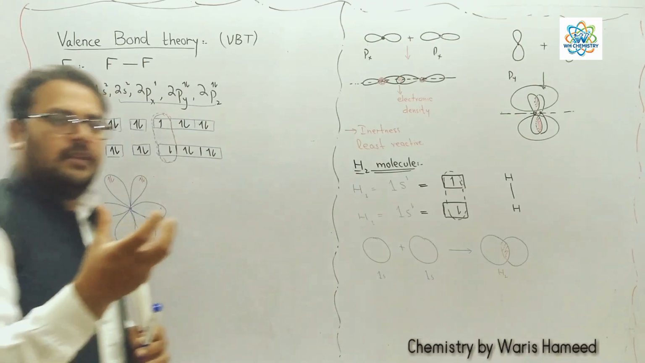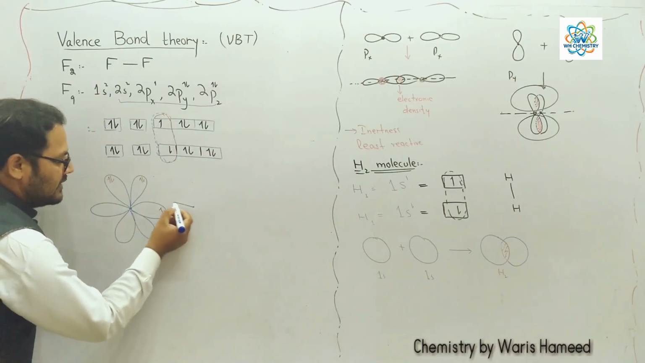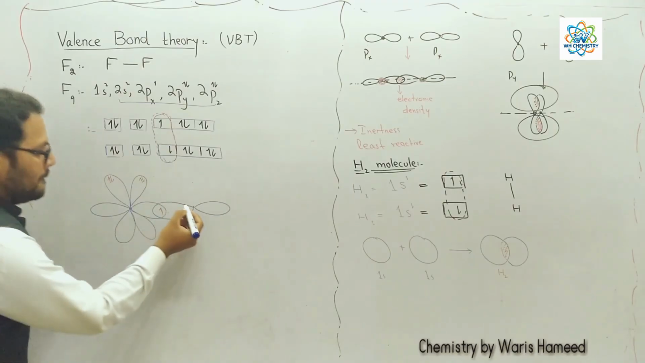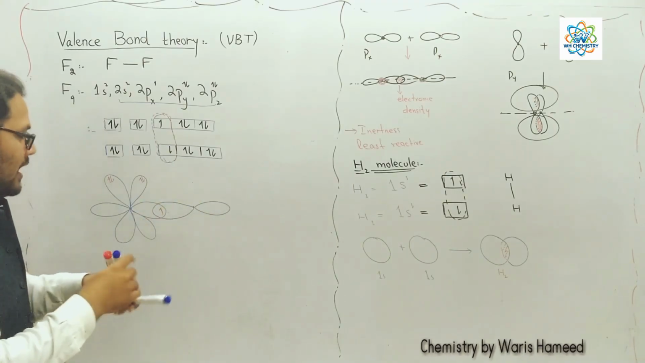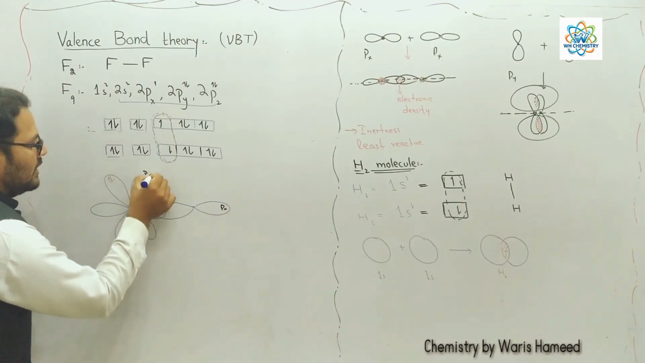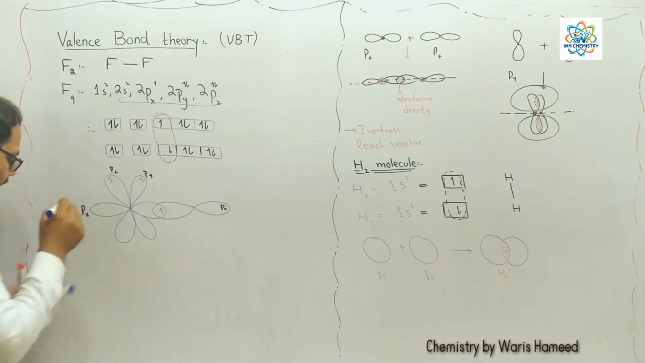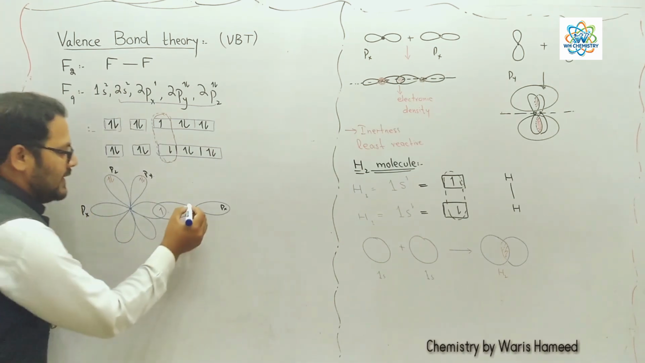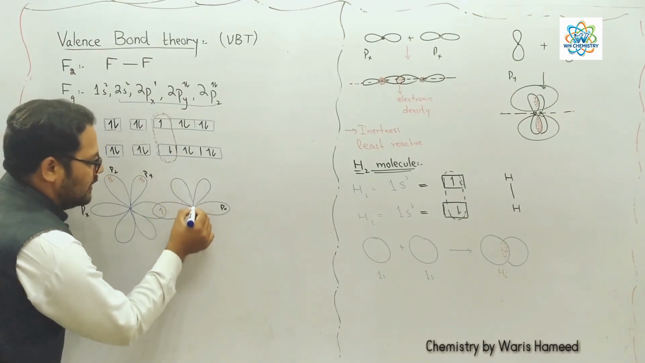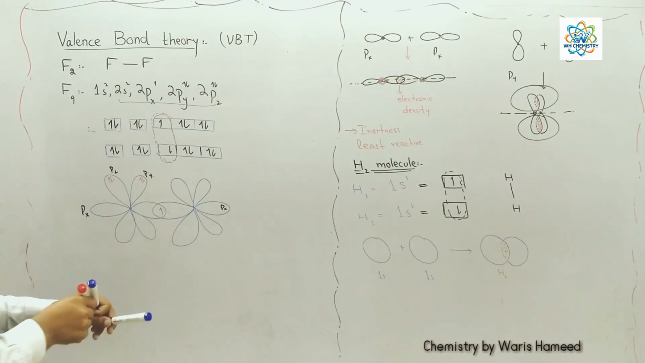It's one fluorine atom. Now the second fluorine atom: its px orbital, its py, and its pz. It is also px, the second py atomic orbital and pz atomic orbital. Px has one electron.